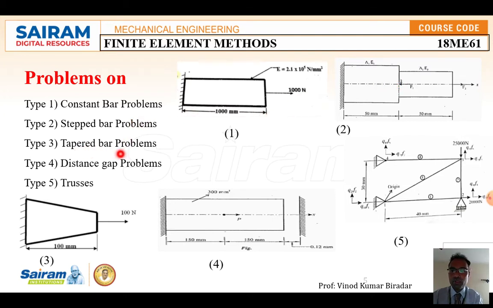Coming to the tapered bar problem, this is called a tapered bar problem, the third figure. A tapered bar is one where the cross section of the given bar is varying, it goes on decreasing. Such a problem we call a tapered bar problem. Coming to the distance gap problems, this is one bar element, fixed at some distance. This bar element is going to be fixed with the help of some external element at some distance. Such a problem is called a distance gap problem, and this is the most important type of problem.